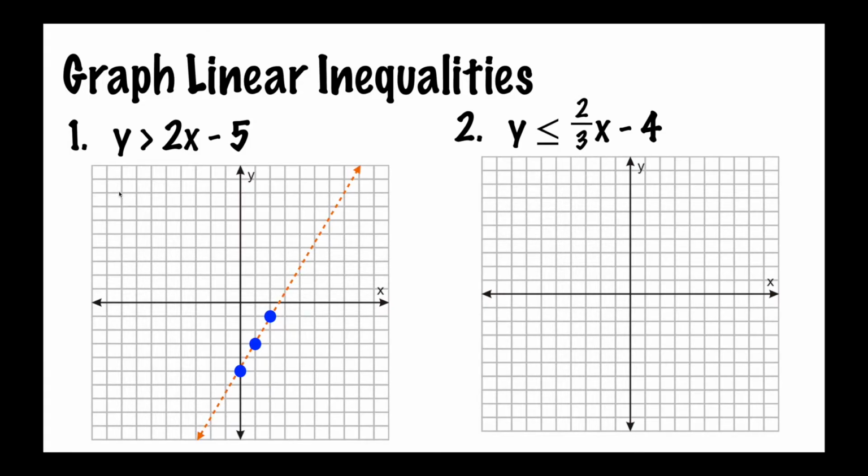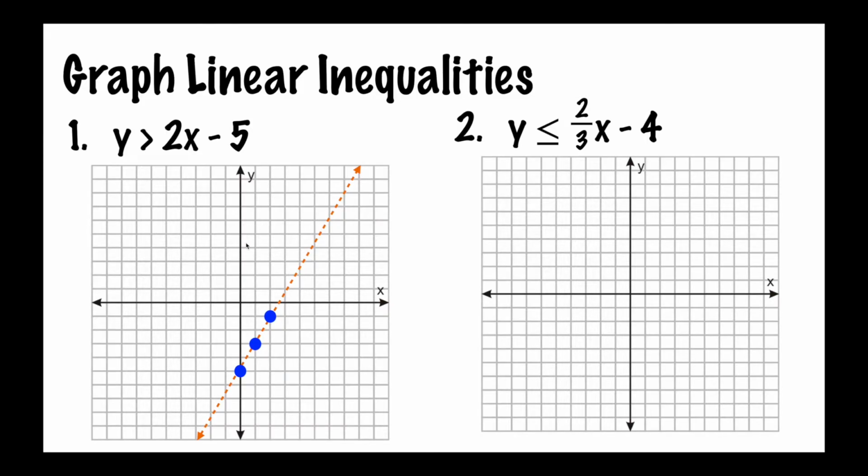From there, we have to decide where to shade. So we can either shade the region that ends up on this side, or we can shade the region that ends up on this side. And there's a couple different ways to do that. What I usually do is realize that this says y is greater than. Well, the values that are greater than this line right here would be the values that are above it. So I would shade in the region on this side.